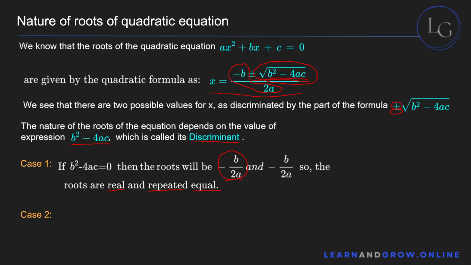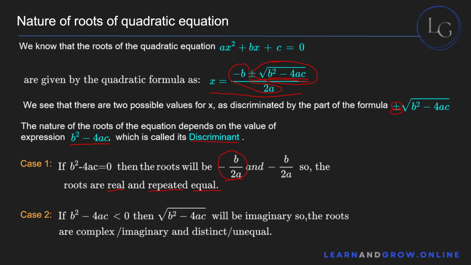Now, in case 2, the discriminant is less than 0. So, the under root b square minus 4ac will be imaginary, as b square minus 4ac is a negative number, less than 0. So, the roots are complex or imaginary, and they will be distinct and unequal. They will be distinct and unequal because b square minus 4ac is not equal to 0. And they will be complex and imaginary because the discriminant is less than 0.